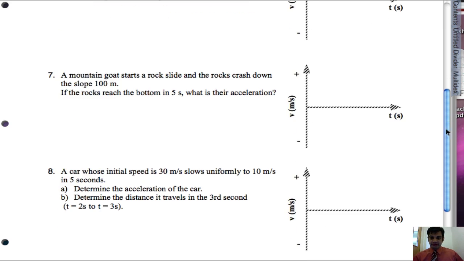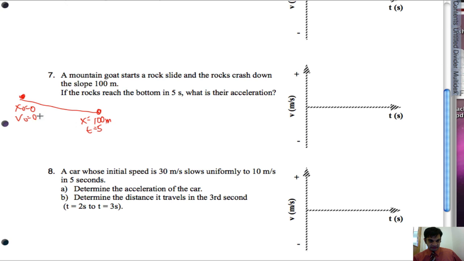So this is number 7, and let's go ahead and solve it. So we have a rock slide, the rocks crash down 1,200 meters. So let's just go ahead and talk about what's happening here. The rocks start here and they go here. So we start from x naught equals 0 and they go to 100 meters. It starts at, and now we have a time is 5 seconds here.